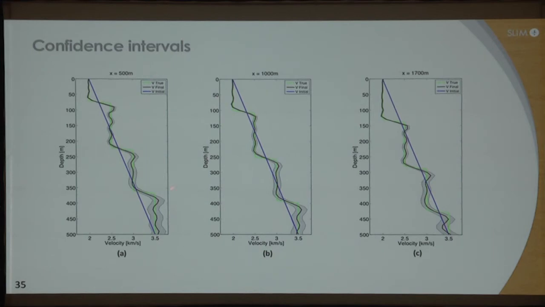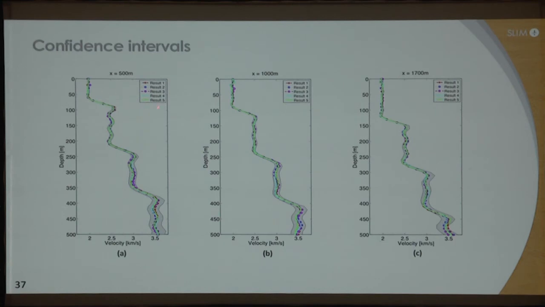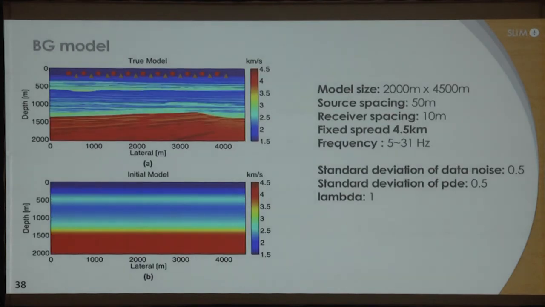In order to see whether the confidence interval makes sense, we generate five different realizations of the data. We sampled noise from the noise distribution and added it onto the noise-free data, and we do the inversion from these five different data sets to see whether the inversion results stay in the confidence intervals. So this is the result. We can see all five different results are lying in our confidence intervals, which means that the confidence intervals that we get make sense.